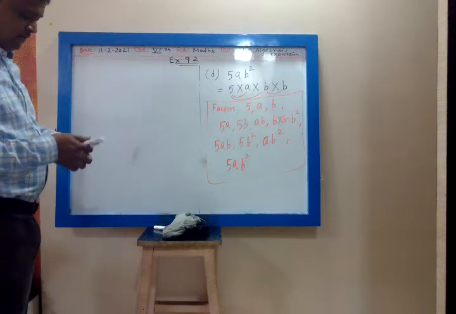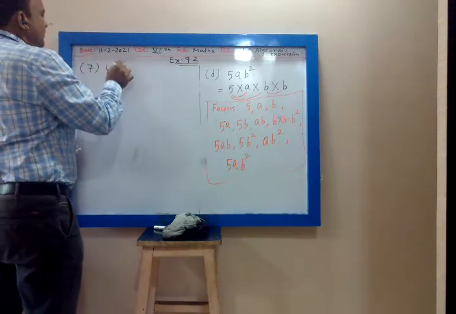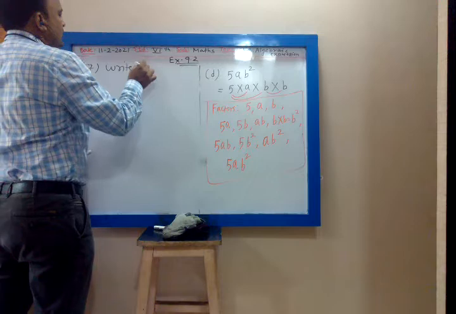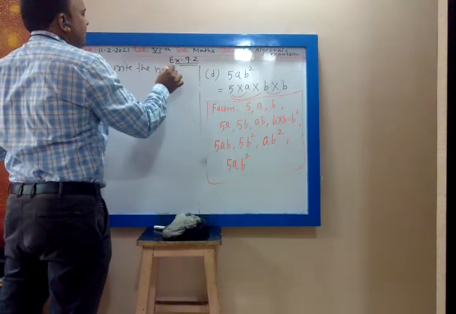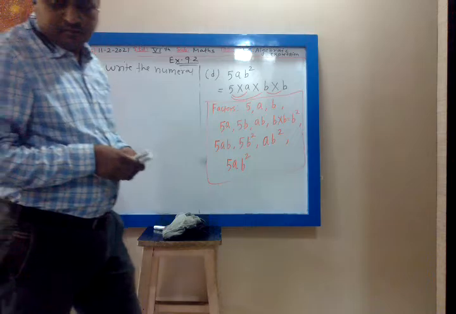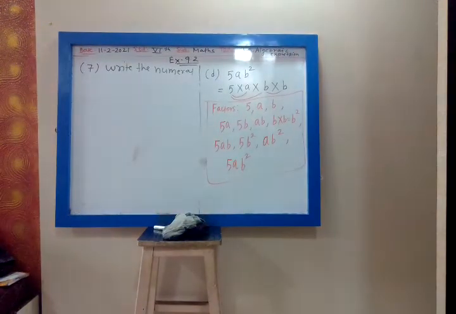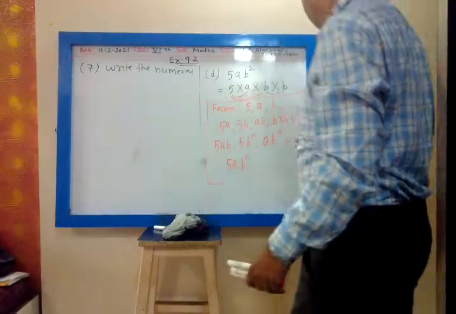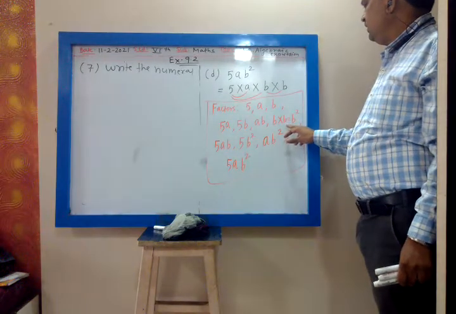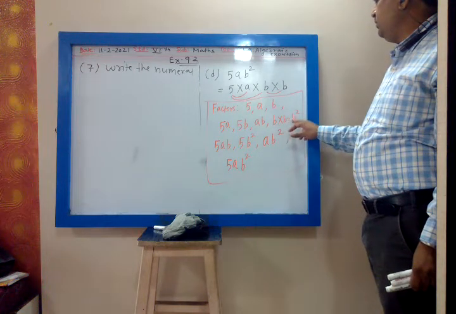Now write 7. Write the numeral coefficient of. Numeral means where that line, upper one, b into b is equal to b square.